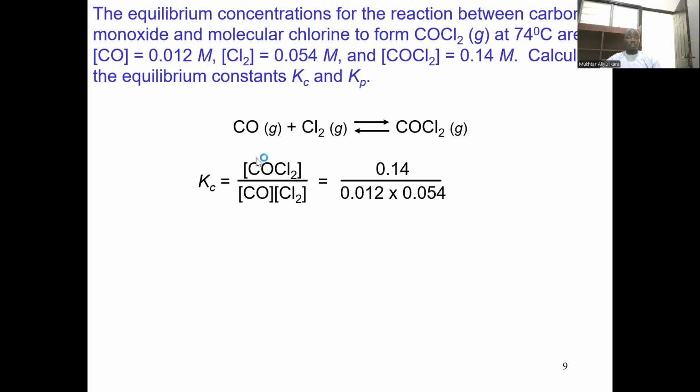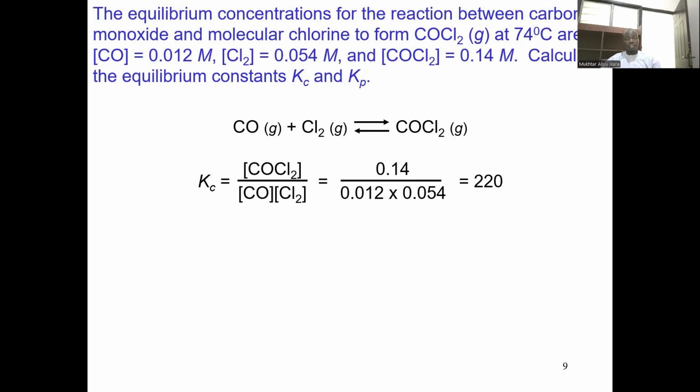Here, the concentration of COCl2 is given as 0.14. So that's why we have it here as 0.14, which is the concentration of the product. And then the next thing is the concentration of CO. It's already given, which is 0.012, and we have it here, 0.012. And then times the concentration of chlorine, which is 0.054, and we also have it here. So after we compute the values, we are going to have 220 as the Kc value.